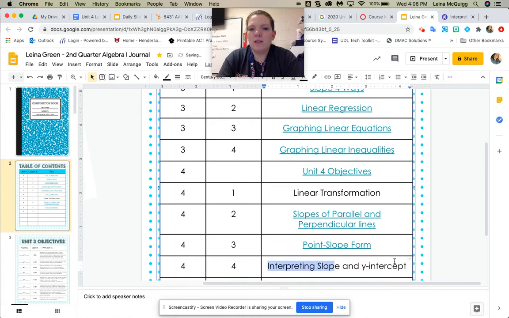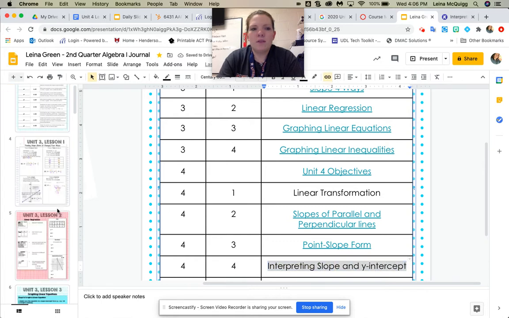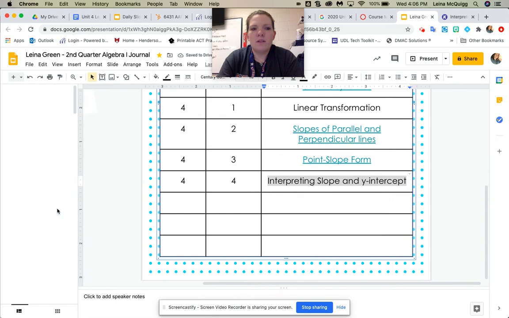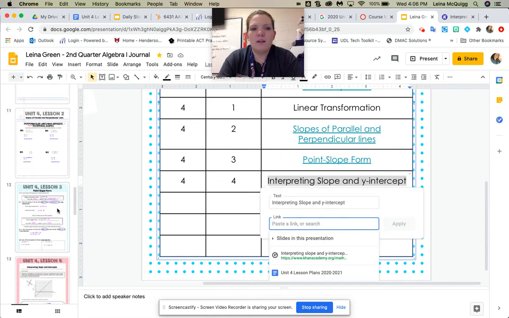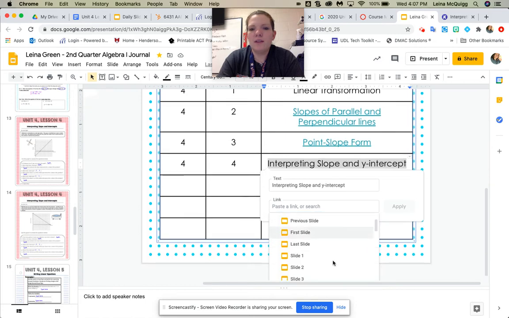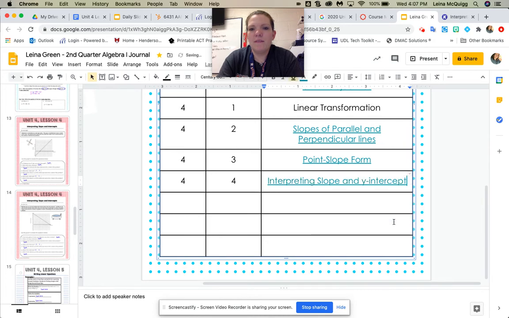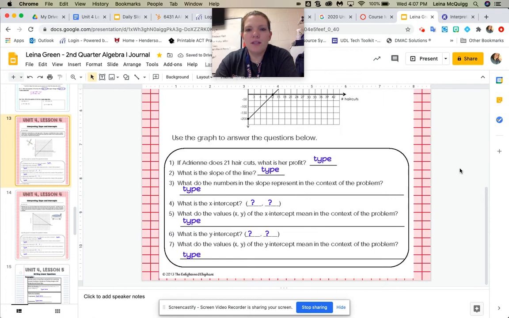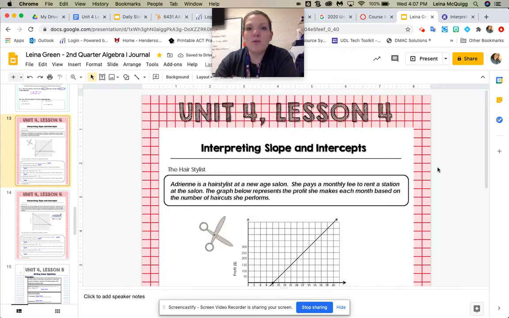And we're going to link that to slide 13. We're on slide 13. And apply. Okay, so go to slide 13. Here we are, Unit 4, Lesson 4.